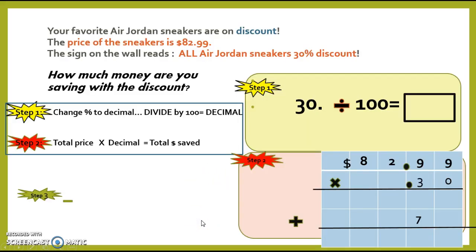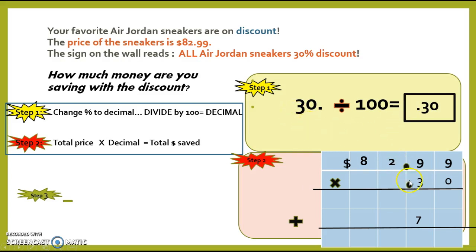Let's figure it out. Here's the word problem right back at the top if you need to refer to it. Here's the question, how much money are you saving with the discount? And here are the directions. Step 1, change your percent to a decimal. Right now I want you to go ahead and divide your 30% by 100 and tell me what you got. All right, I'm going to move my decimal over 2 places. 1, 2, and I get 30 hundredths.